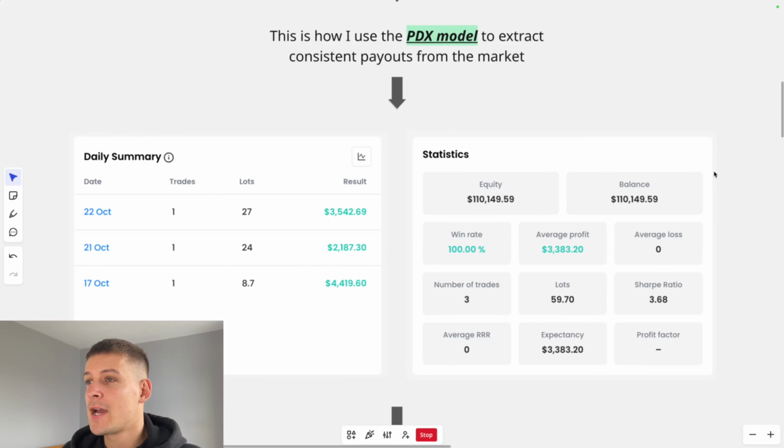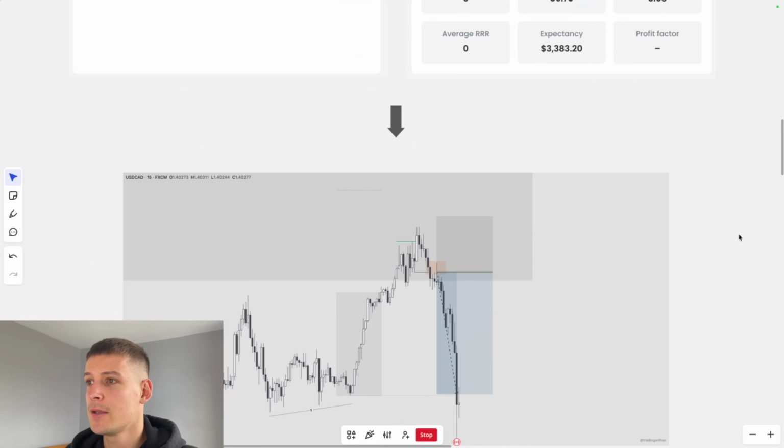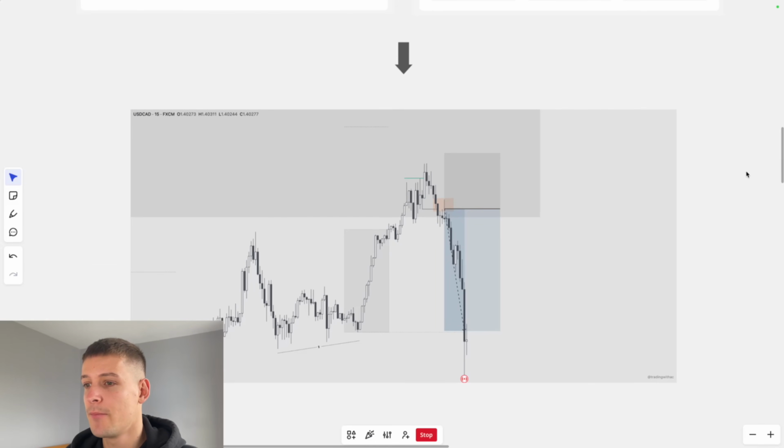So the mechanical model, again, it helped me pass my 100K funding in 3 trades, 3 days, 100% win rate, one after the other. So this was very, very clean. And again, it's a very simple, repeatable, and consistent model.